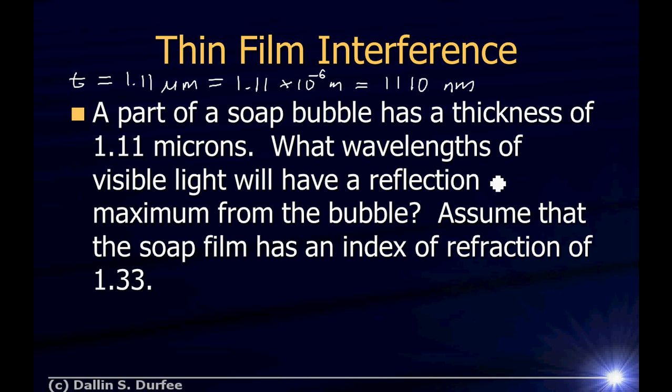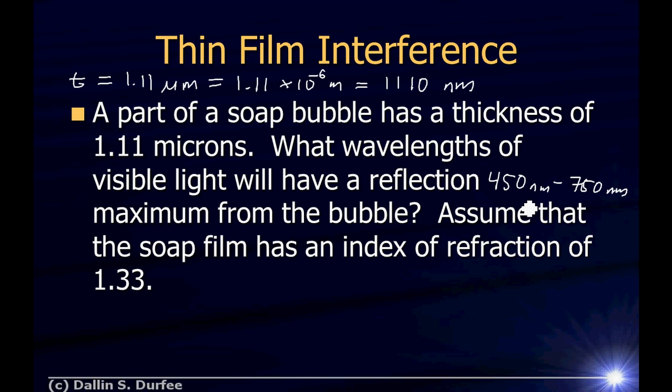Now, we're looking for wavelengths of visible light that have a reflection maximum. What does that mean? What are the wavelengths of visible light? Well, it turns out your eye does not suddenly stop seeing light at a specific wavelength. It's kind of a gradual cutoff. So we're going to use a very typical range that people use, which is I'm going to assume that anything from 450 nanometers to 750 nanometers is visible.